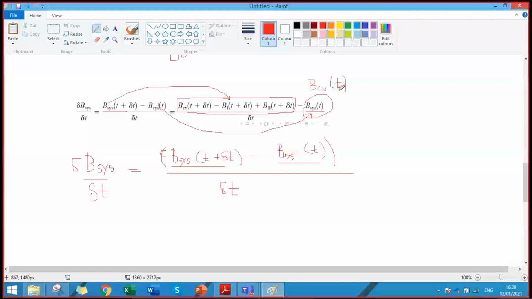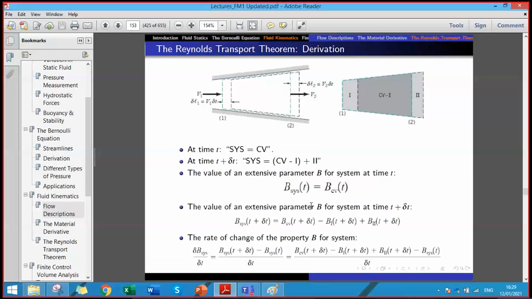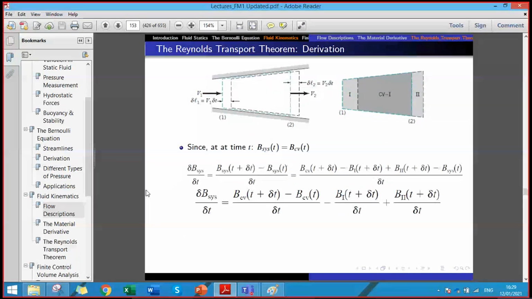Now, we have just rearranged the equation. That is, we have combined the B control volume at t plus delta t term with the B control volume at time t, minus B1 at t plus delta t by delta t plus B2 at t plus delta t. Is this last form, which I have highlighted, clear? Yes, sir, clear. It's just a rearrangement.